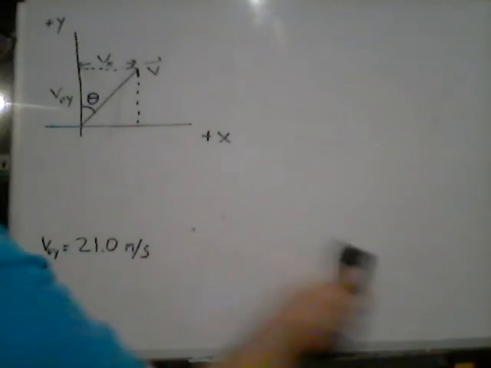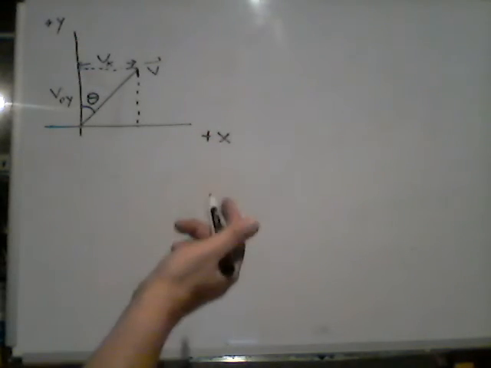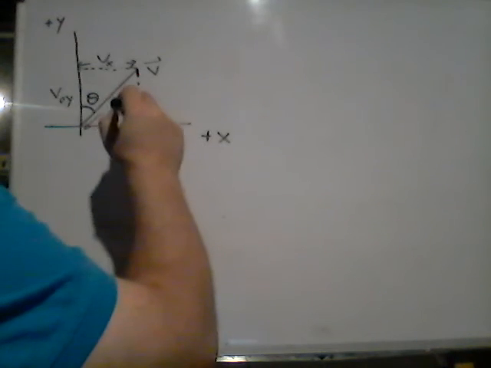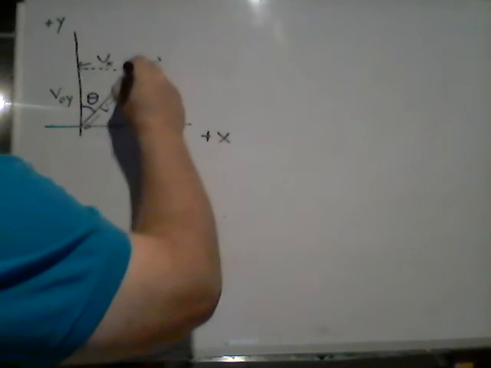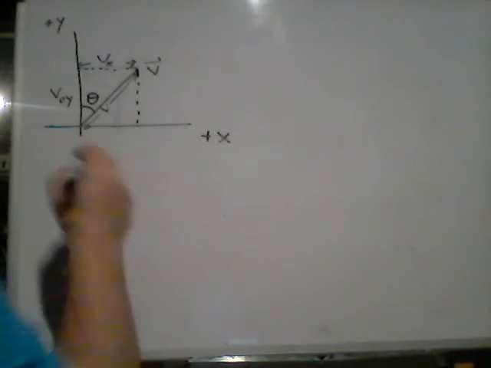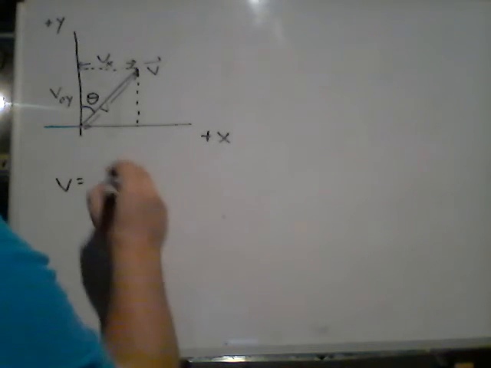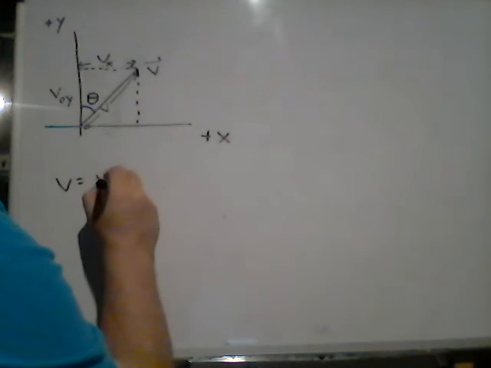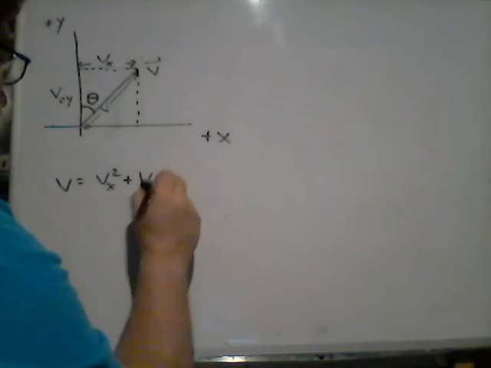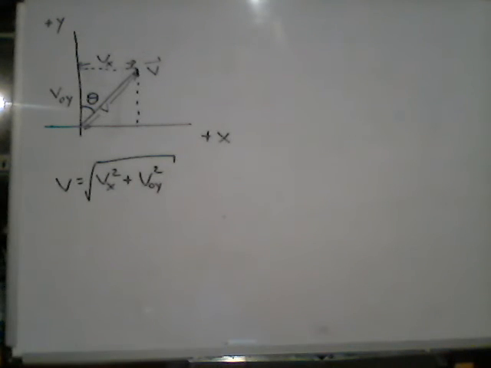All right, so we're going to practice our vectors. And so how do I find the magnitude? Well, I use the Pythagorean theorem. This is going to have a magnitude of v along the hypotenuse. So v is going to equal the square root of v sub x squared plus v naught sub y squared. All I did is employ the Pythagorean theorem.